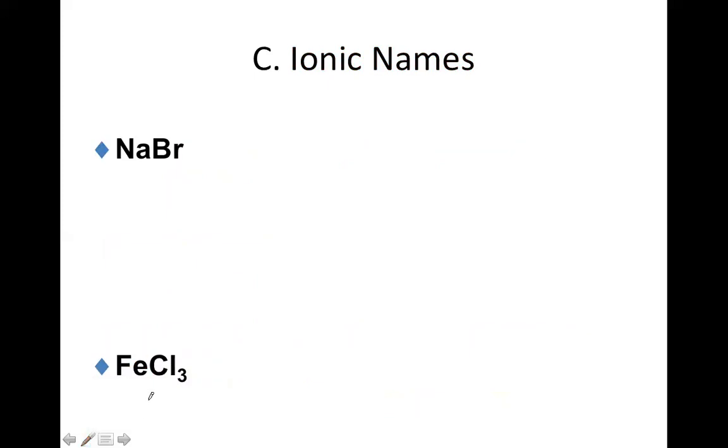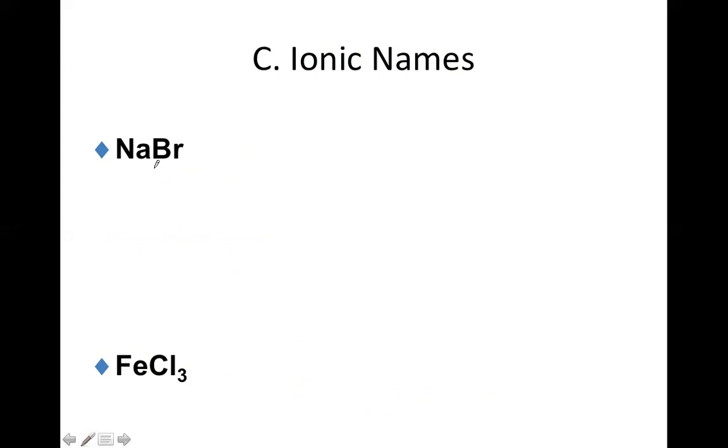All right, so let's look at some examples here. NaBr. So first, how do we know it's ionic? Na we know is sodium. Sodium's a metal. Br we know is bromine, and that is a nonmetal. So metal, nonmetal, therefore ionic.